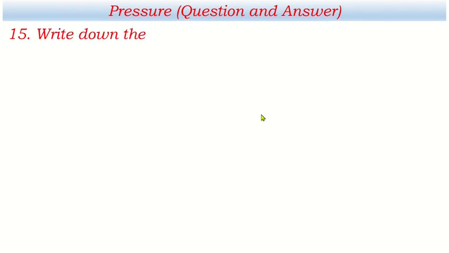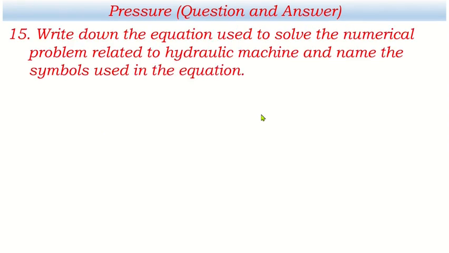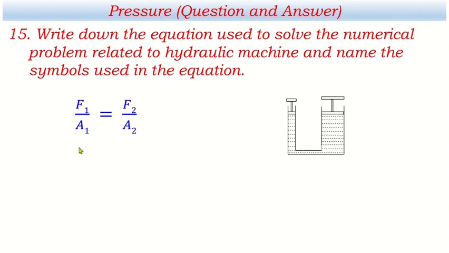Another question: write down the equation used to solve the numerical problem related to hydraulic machine and name the symbols used in the equation. This is the formula: F1/A1 = F2/A2. With the help of the hydraulic machine, we can understand this formula very clearly. We are always applying force on the small piston, which is called F1. That's why we have to write F1 is the force acting on the small piston, because the meaning of the symbol is also asked. That's why I'm writing meaning.